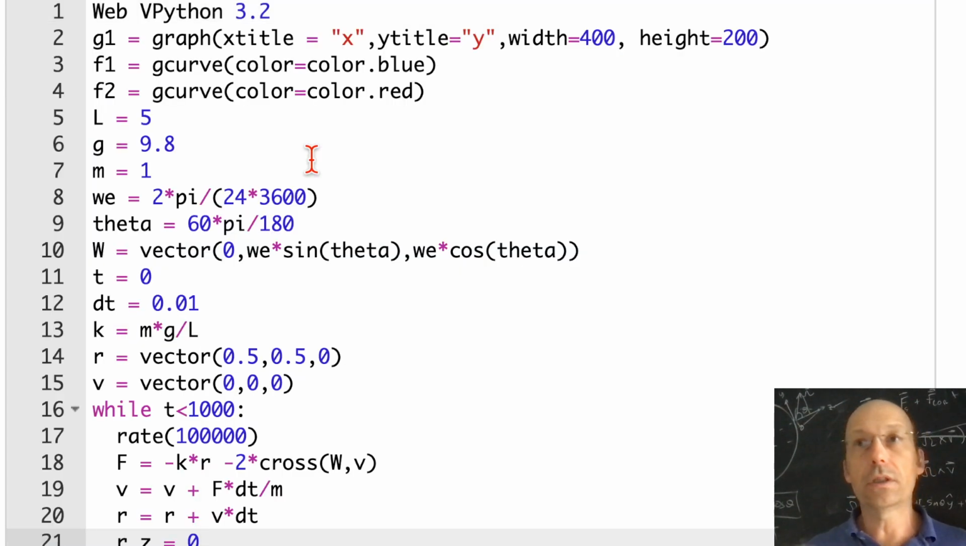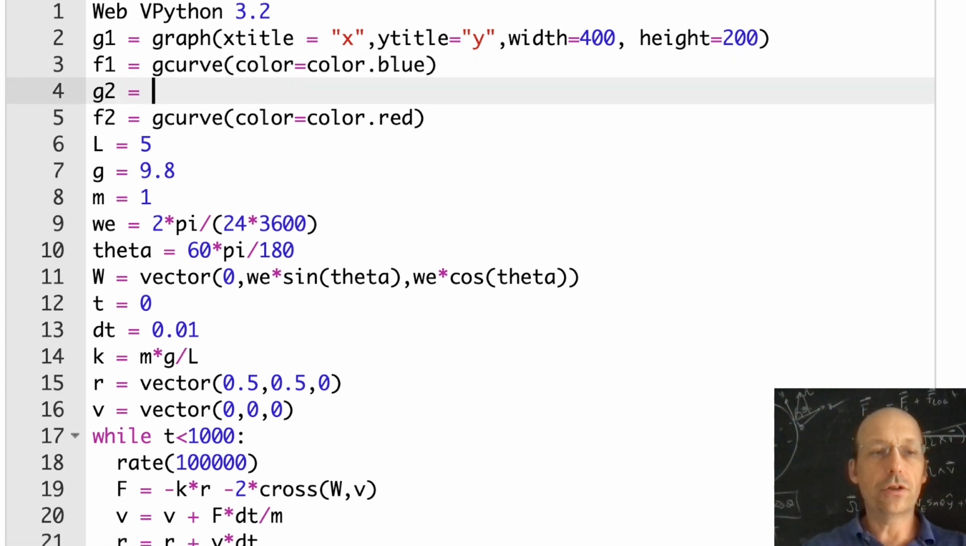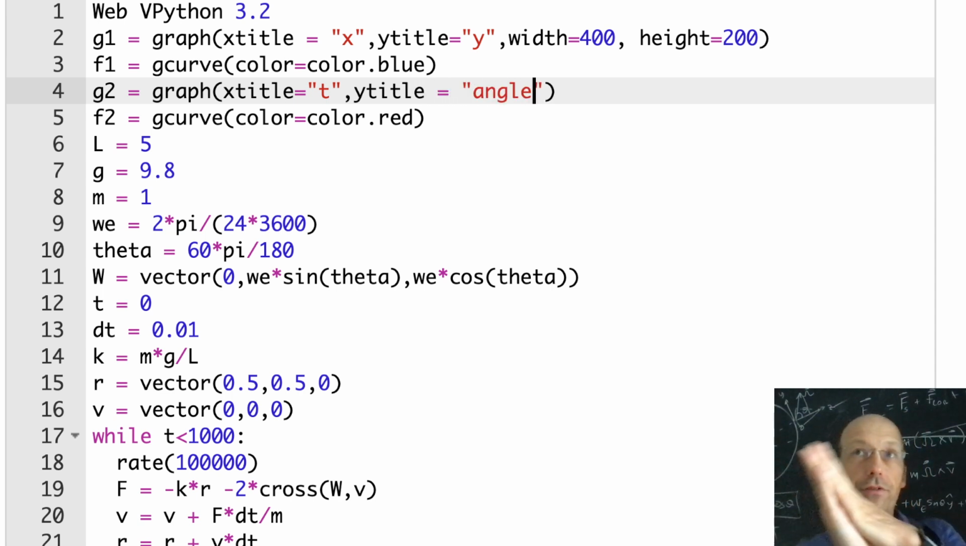Now what I want to do is to somehow measure the rotation rate. Now this is kind of tough, right? I could just plot the angular position of the thing, but this is just what I did, and I think you could find other things. Let's make another graph. G2 equals graph, X title equals time, Y title equals angle, I guess. I want to find what angle it's rotating at.